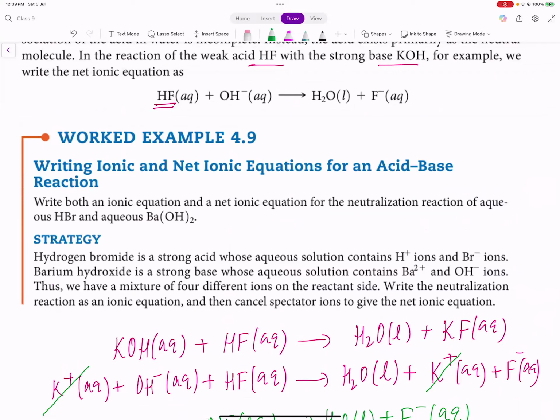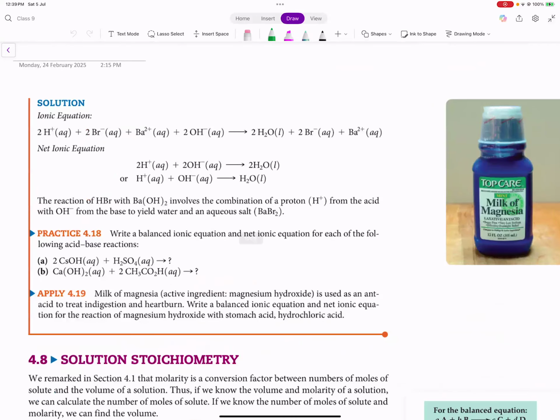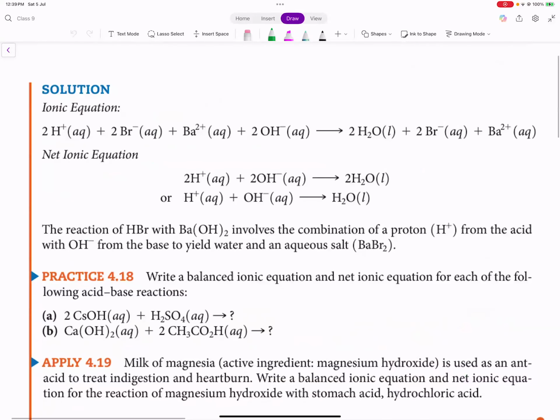So now we have to write both an ionic equation and a net ionic equation for the neutralization reaction of aqueous HBr and aqueous barium hydroxide. Okay. So first we will write the common equation. We are writing like this: 2H+ aqueous plus 2Br- aqueous plus Ba2+ aqueous plus 2OH- aqueous goes to 2H2O liquid plus 2Br- aqueous plus Ba2+ aqueous.